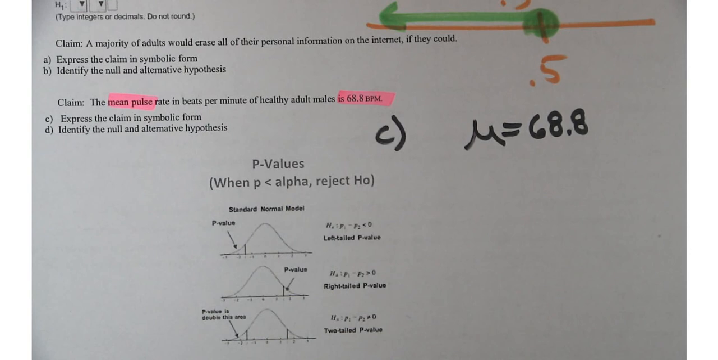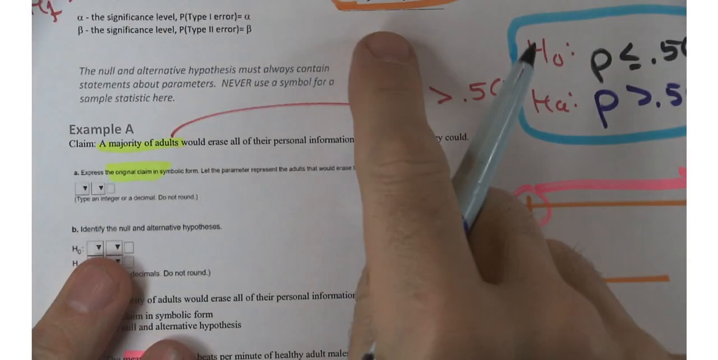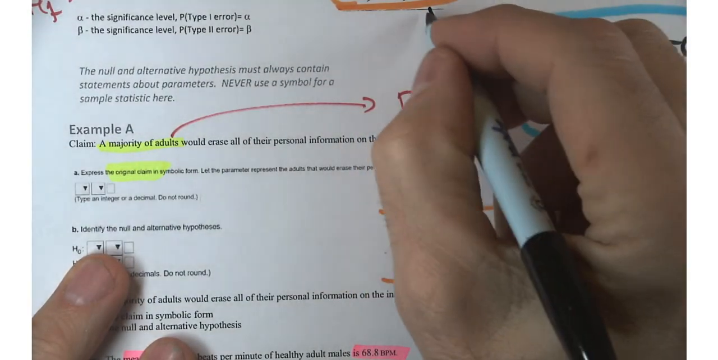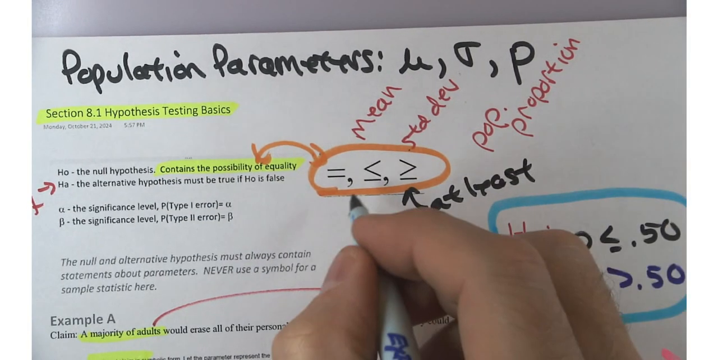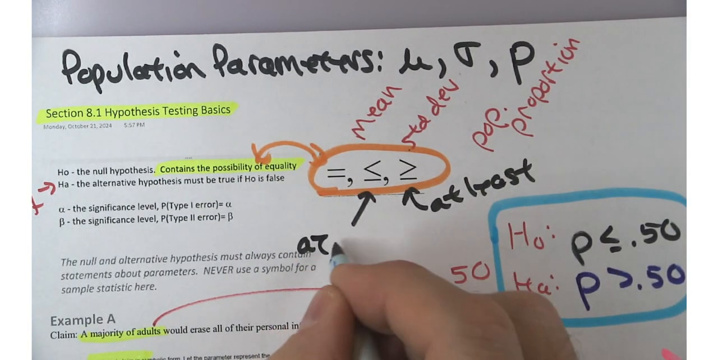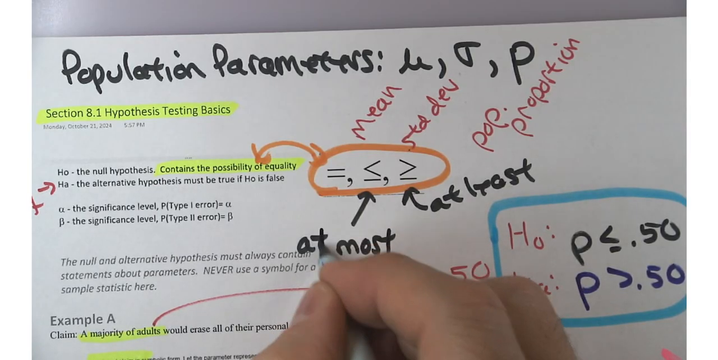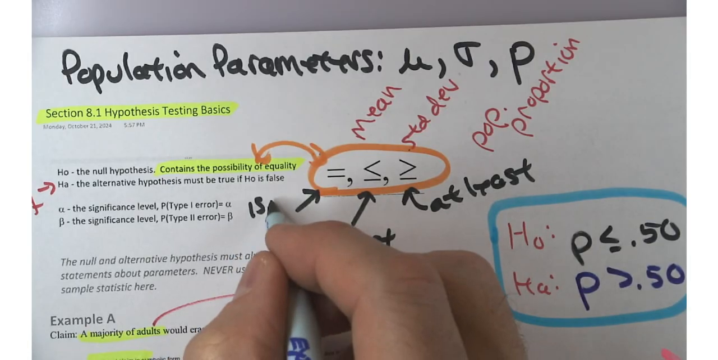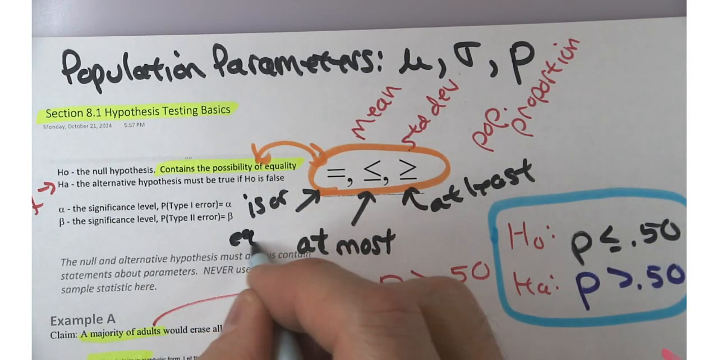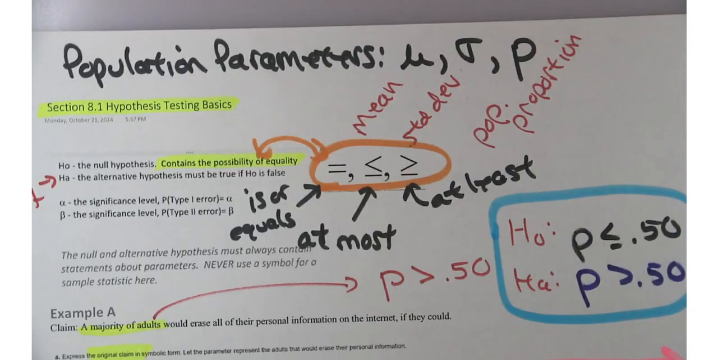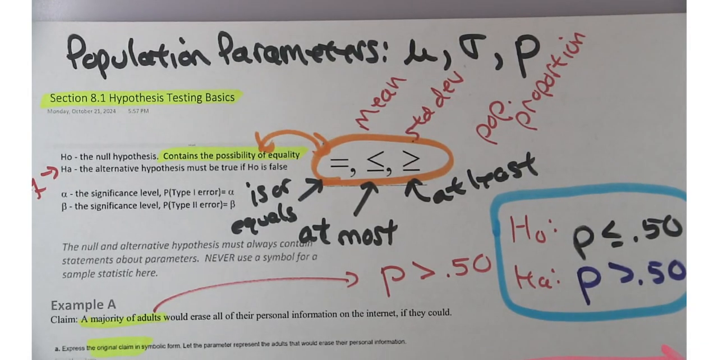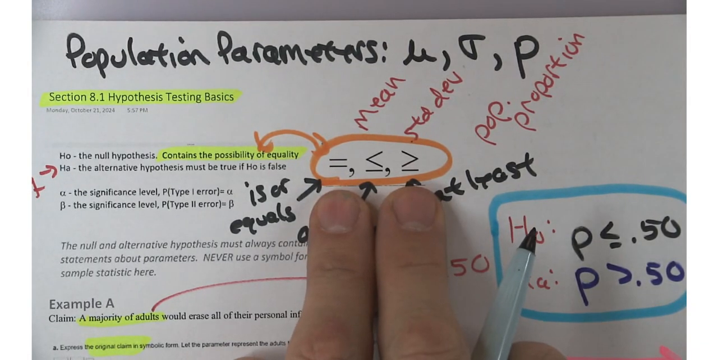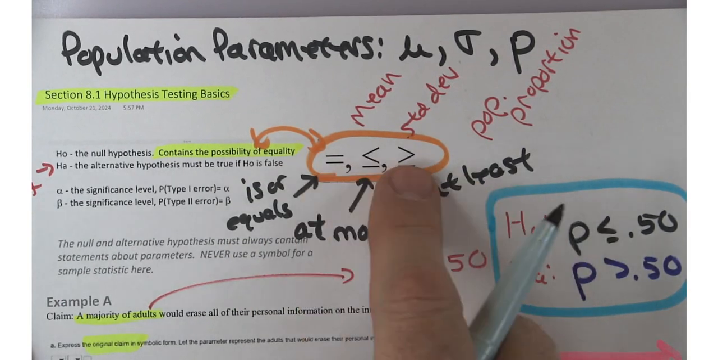And then we could have greater than. At least would be this one. That would be at least. Oh, my bad. At least. At most. And is or equals. So there are different ways to say these things in words. But when you see these words, it goes with these symbols.